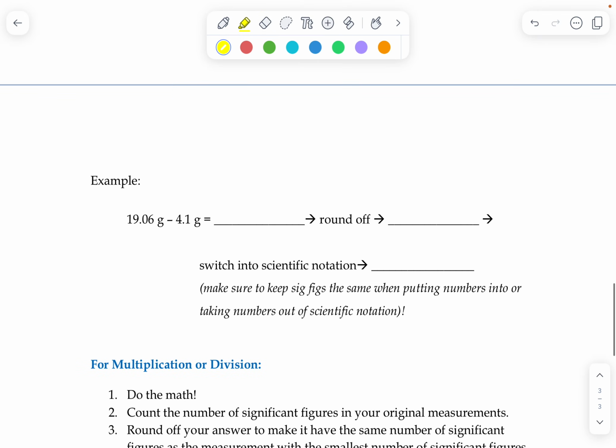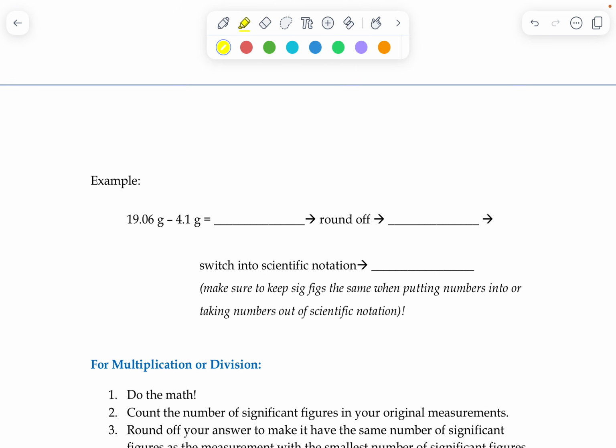So here's an example. What if you measured out a certain amount of powder in a little dish, and you knew that the powder plus the dish was 19.06 grams, but the dish by itself was 4.1 grams, and you wanted to know the mass of just the powder. Well, you'd have to subtract out the dish, right?